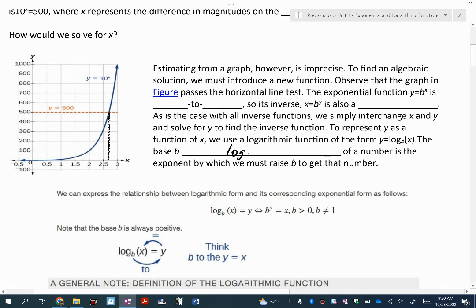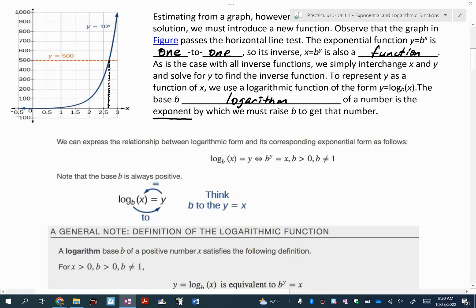So the base b logarithm of a number is, as I said, an exponent. The logarithm is just the exponent by which we must raise b to get that number. That's the whole point of doing this, and I'll fill in these other blanks to show you why. This exponential function is one-to-one, so its inverse is also a function, and the inverse of an exponential function is the logarithmic function. Whenever you're talking about exponential functions in any math class, you're most likely in the same unit, or soon after, talking about logarithms. They go hand in hand because they're inverses of one another.